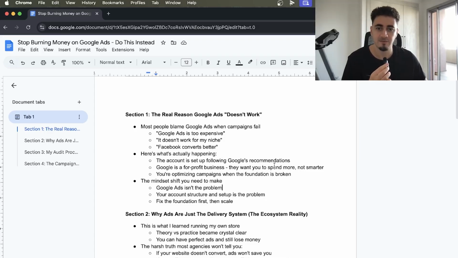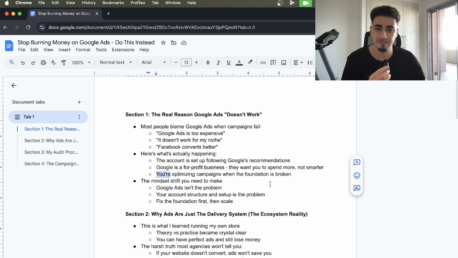The account is set up following Google's recommendations, right? Google is a for-profit business. That's very important. So they want you to spend more. They're going to try to squeeze as much out of you as possible. And also, for most brands, they don't have enough data on Google ads already. So there's no clear signals to trust Google's algorithm, right? You need to have a lot of data for Google to really print for you. That's why you always want to start with a manual approach. And I always recommend that.